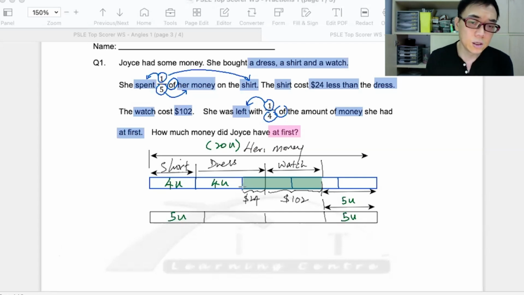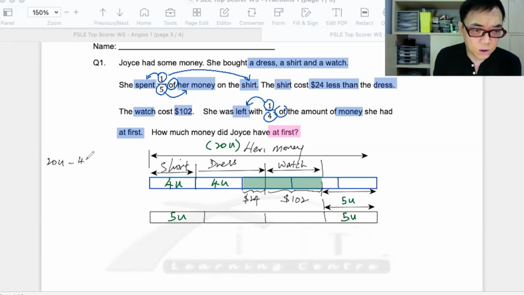The correct answer here is 20 minus 4 minus 4 minus 5, because this is 5. So 4 plus 4 plus 5 is 13, and 20 minus 13 is? So therefore 7 units. So this is what I'm going to do. I'm going to take 20 units minus 4 minus 4 minus 5 to give me 7 units, and behind this I'm going to write 24 plus 102.